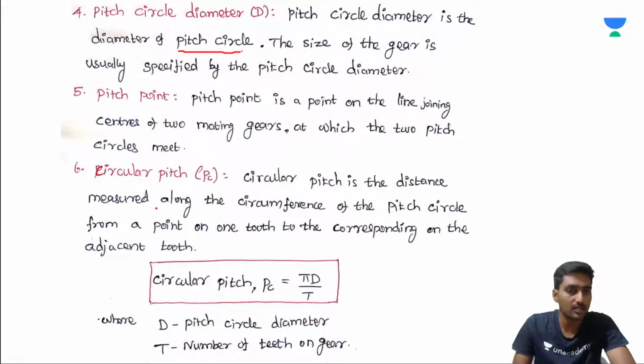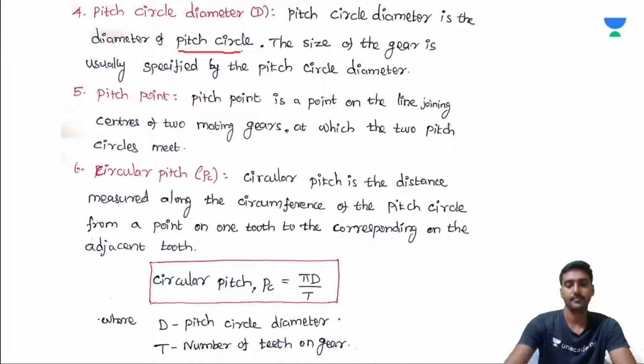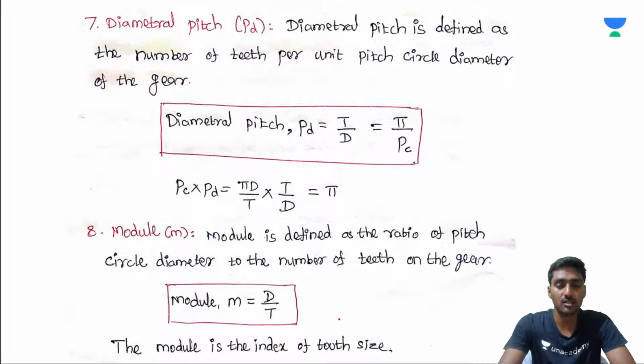Then circular pitch. Circular pitch is the distance measured along the circumference of the pitch circle from a point on one tooth to the corresponding point on the adjacent tooth. Circular pitch formula is equal to pi D divided by T. Here capital D is the pitch circle diameter and capital T is the number of teeth on the gear.